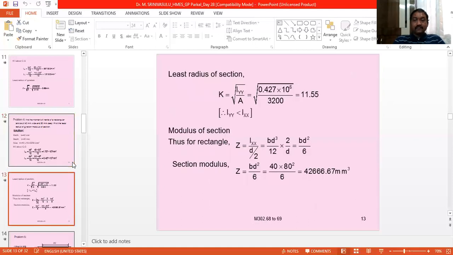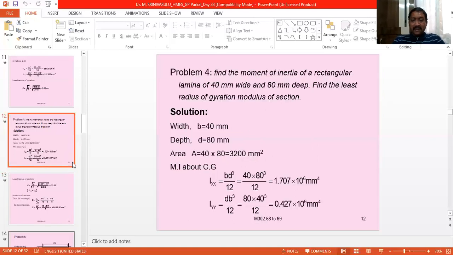Now, similar to the last problem, we need to find the least radius of gyration. If you see Ixx and Iyy, generally Iyy will be lower as compared to the Ixx value. So the radius of gyration will be lower.